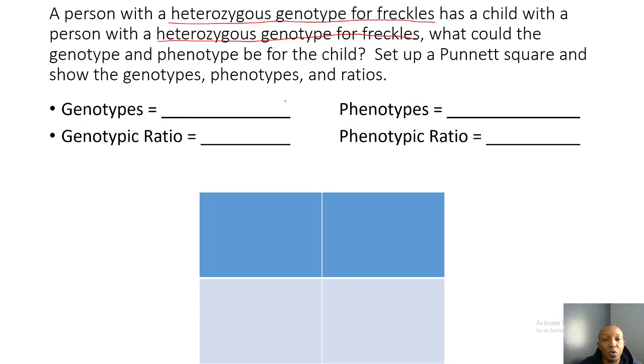So now let's go ahead and look at heterozygous genotype for freckles. So we're going to circle the F because that's what we're looking at. So heterozygous, that means we're going to have a big F and a little f. And then heterozygous genotype for freckles, we're also going to have another big F and a little f. So let's go ahead and cross these. I have homozygous dominant here, heterozygous dominant here, heterozygous dominant here, and then we have homozygous recessive.